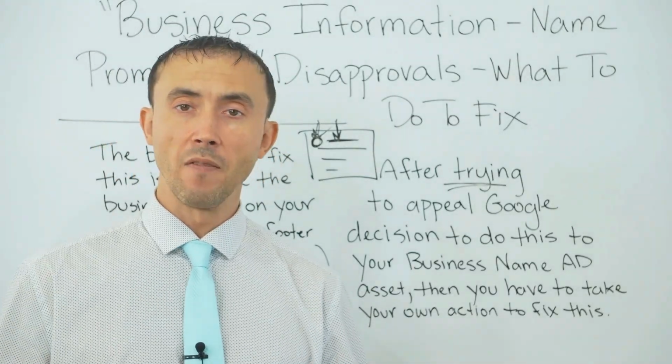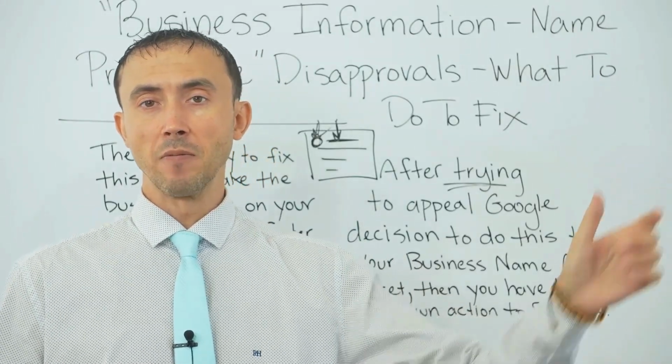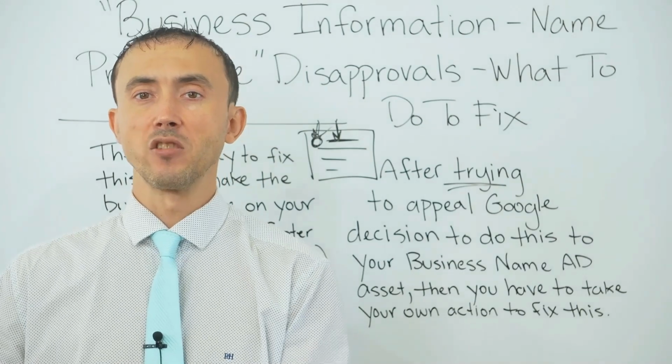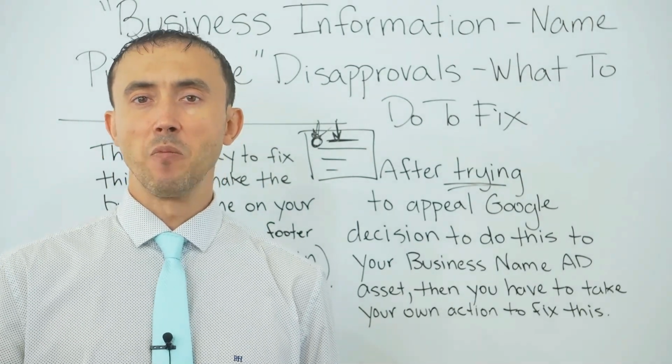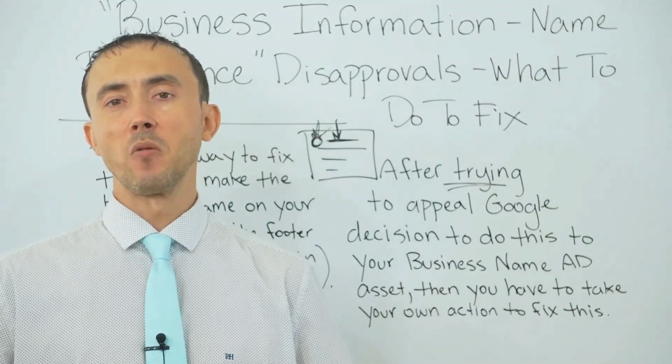What they don't want is you to say John and Sons on your business name ad asset and your website says John Incorporated, because there's going to be confusion and people don't want to feel like they've been misled when they click through the ad. So they want there to be congruency there. The same thing with the logo.